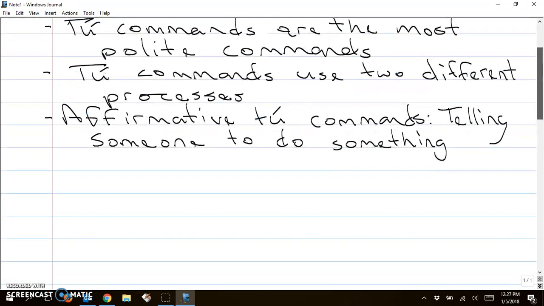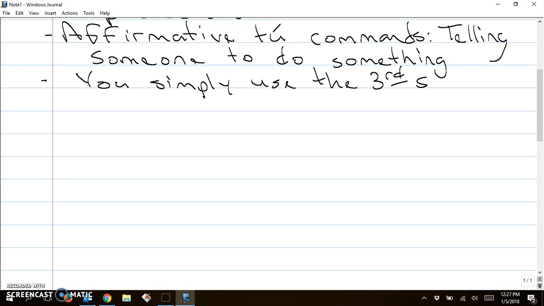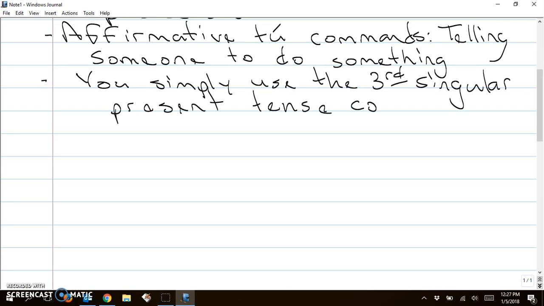Okay, let me scroll down a bit. The affirmative tú commands are very simple. A little strange, but very simple. You simply use the third person singular present tense conjugation.